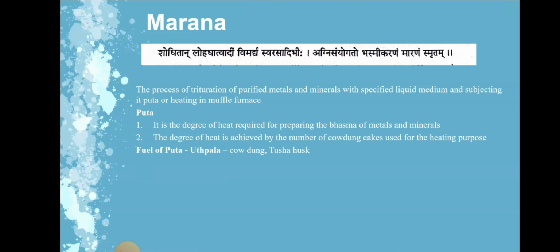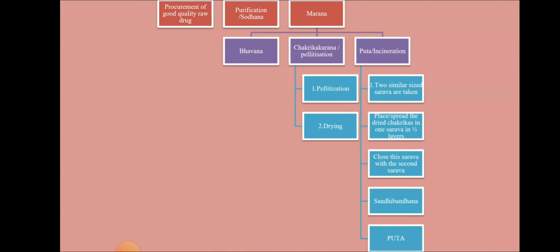The Puta is the degree of heat required for preparing the Bhasma of metals and minerals, and this degree of heat can be achieved by the number of cow dung cakes used for the heating purpose. For the fuel of the Puta, different kinds of fuels are explained, and the main fuels will be cow dung and tusha. This is the standard operating procedure of Marana.